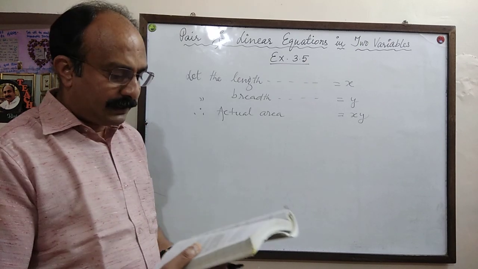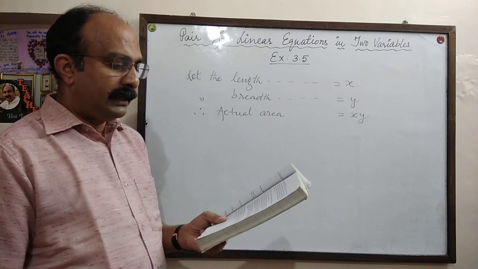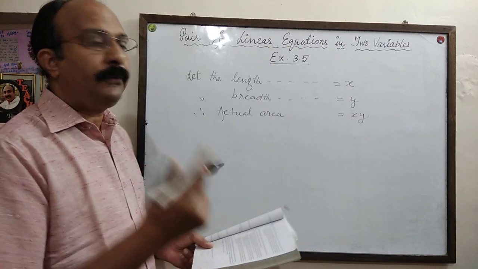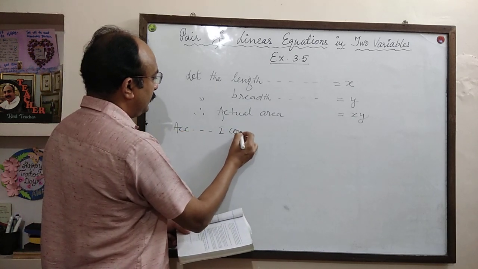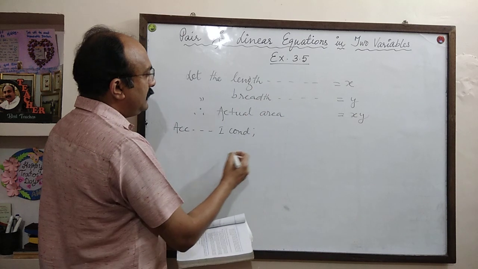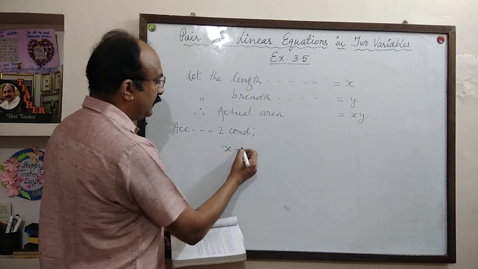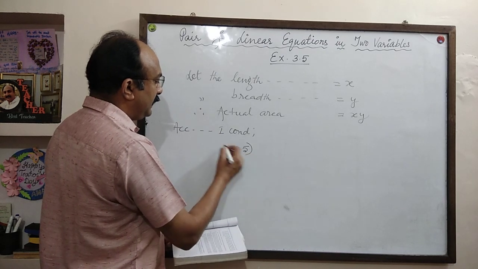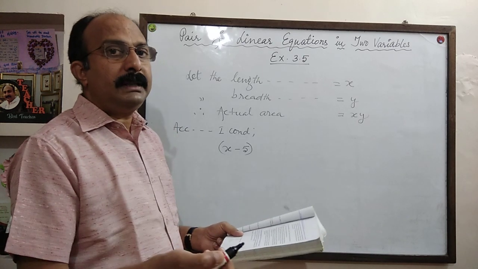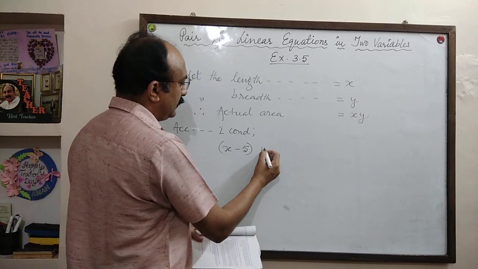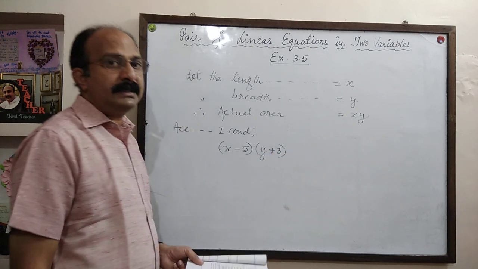Now come to the first condition. The area gets reduced by 9 square unit if length is reduced by 5. So according to first condition, length is reduced by 5 units. So length is x minus 5. And breadth is increased by 3. Breadth is y. It is increased by 3. So it is y plus 3.